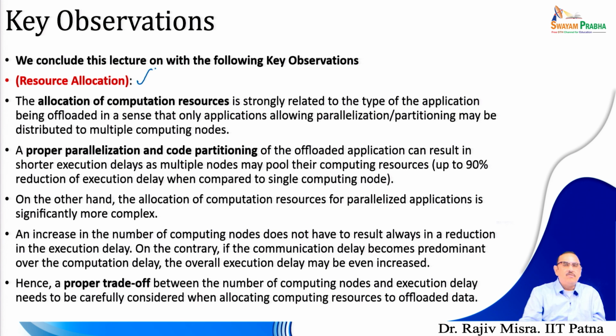Let us see about the resource allocation. The allocation of computing resources is strongly related to the type of application being offered, in the sense that only applications allowing parallelization and partitioning may be distributed to multiple computing nodes, as we have seen during the resource allocation. Proper parallelization and code partitioning of the offloaded application can result in shorter delays, as multiple nodes may pool their computing resources.